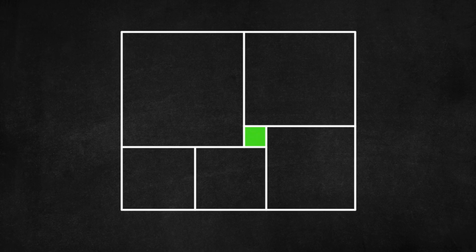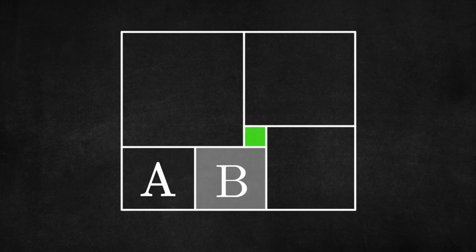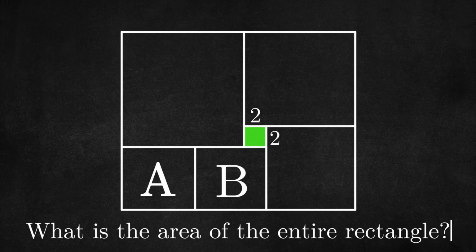If 2 of these squares, namely squares A and B, have the exact same area, and the smallest square has a side length of 2 units, what is the total area of the entire rectangle? If you want to give this a try, feel free to pause this video.